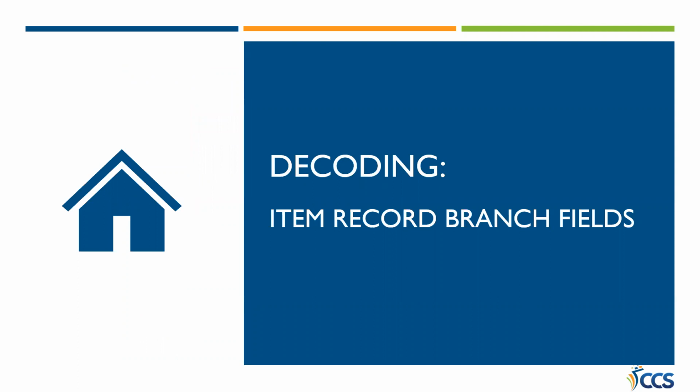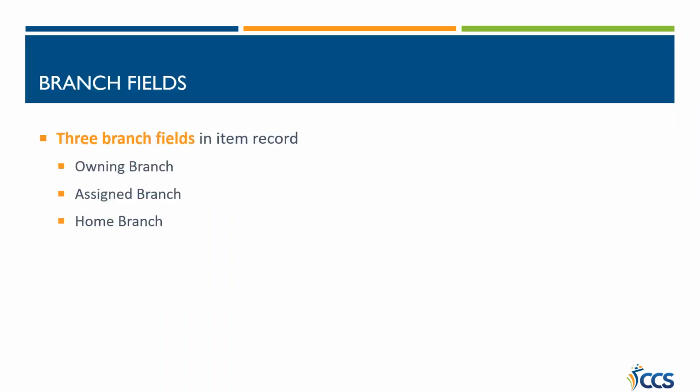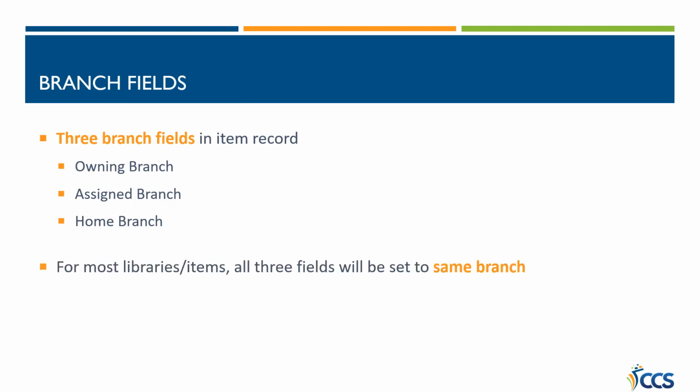Now, the first thing we're going to look at is the branch settings in an item record. If you've gone through the controls tab and the details tab, you likely have seen three separate fields related to branches. And yes, each one of those defines something slightly different. The three branches are the owning branch, the assigned branch, and then the home branch field.